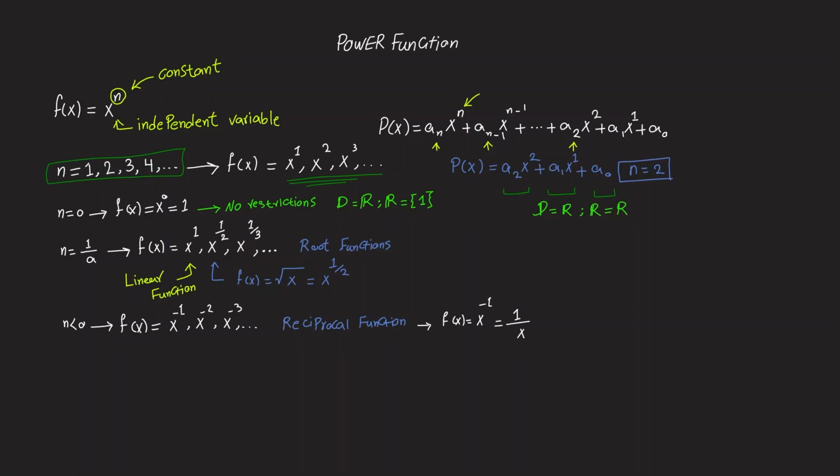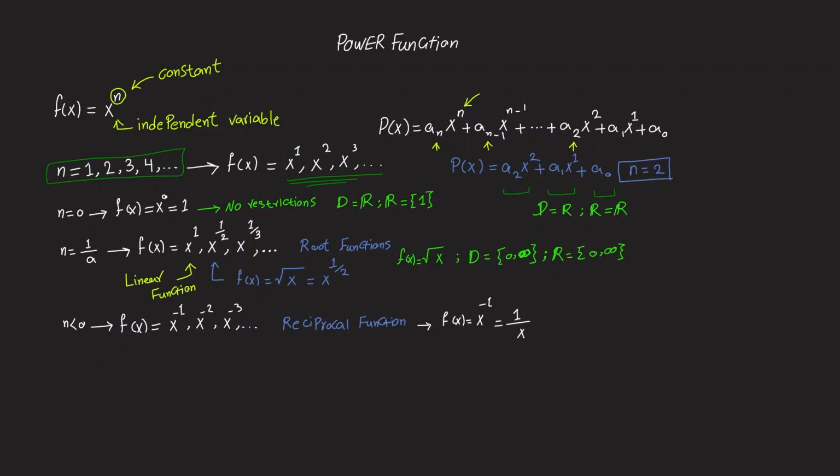So the set of all real numbers. Now for the root functions, we need to understand that under the square root function, there cannot exist a negative number. So the square root of negative 1 is undefined, the square root of negative 2 is undefined, and so on. So under the square root function only exists a domain of 0 up to infinity, and the range is also 0 up to infinity.